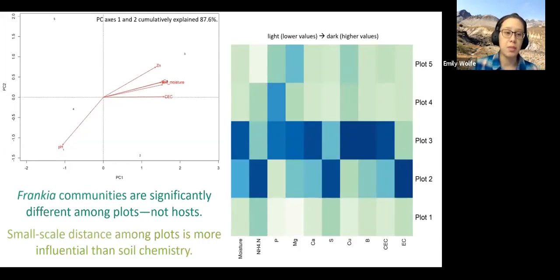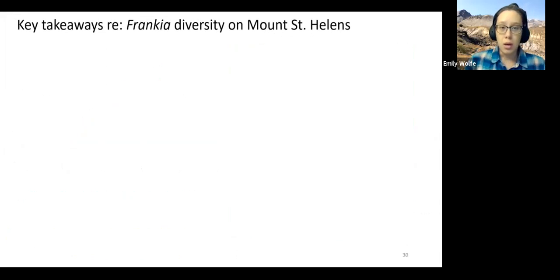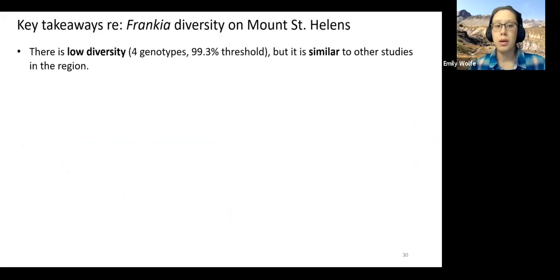And then we also found that small-scale distance among plots was more influential on community composition than soil chemistry. So let's look at our key takeaways here. We found that there was low diversity, so 4 genotypes at the 99.3% threshold. It's similar, however, to other studies in the region.